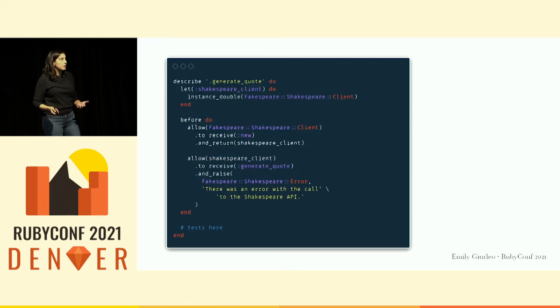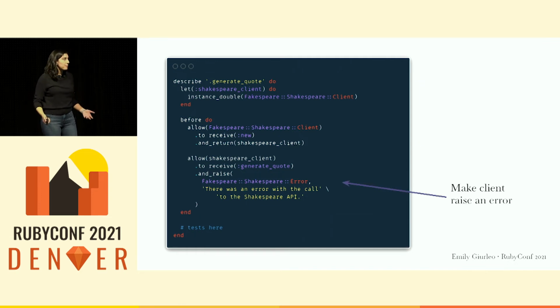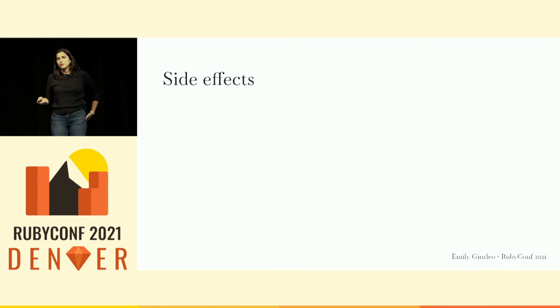So if we were going to mock this scenario, it's actually really similar to the scenario we discussed before. And the only difference is we can force the mocked client whenever it receives the generate quote method to raise an exception with whatever error class that we want and whatever error message that we want. So in this way, we've taken a non-deterministic error case and we've made it deterministic for the purposes of our test.